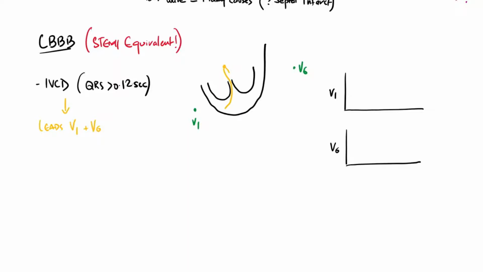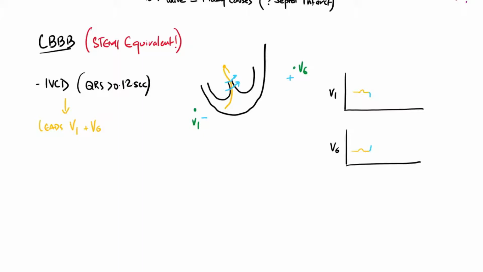So normally in a heart, you would have the septum depolarized from left to right, but since there is no left bundle, the septum is going to depolarize in this condition from right to left, like this. So this current is going to be negative in V1 and positive in V6. So negative deflection V1, positive deflection V6.